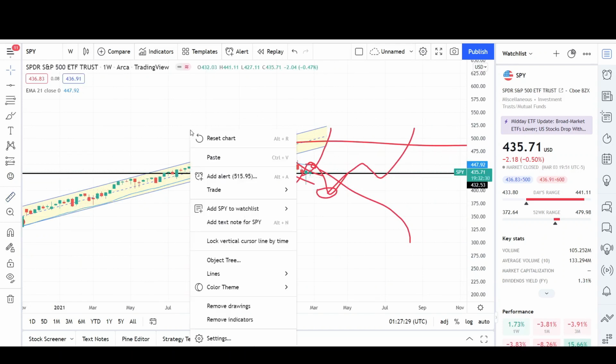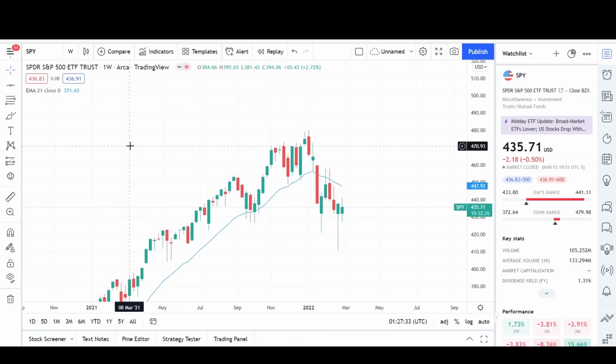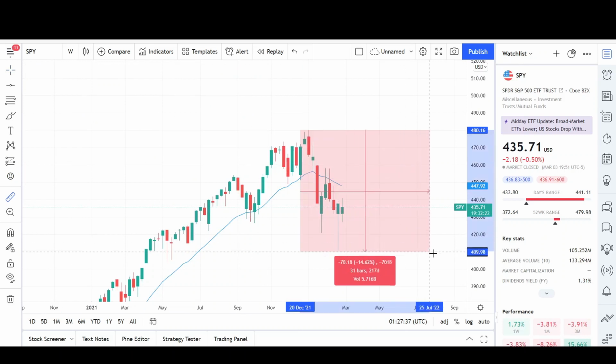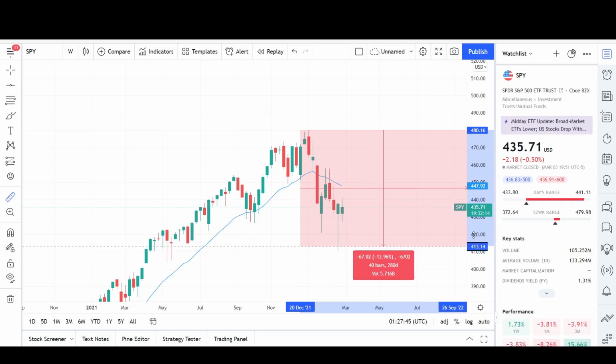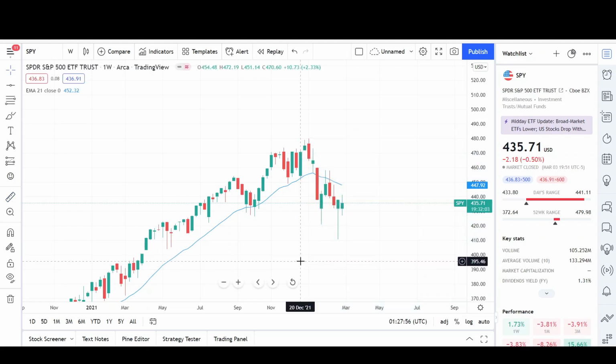Let me clear the chart so you guys can see the price action more clearly. So these are the highs right here at the 480 level, and the low of this correction was at the 410 level. So that's only a 14 or 15% drop, and the previous time was 35%. So even if we were to go to the $400 level, that's only a 16%, 17% drop. So it's not even that much. So again, this is nothing, just a normal correction.